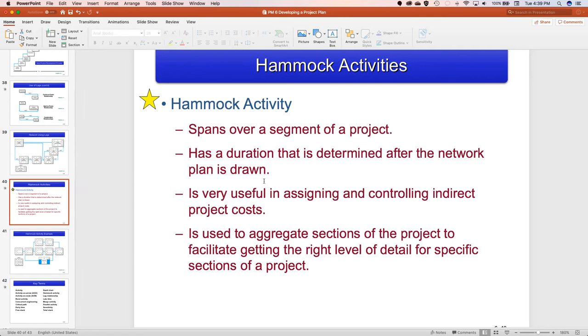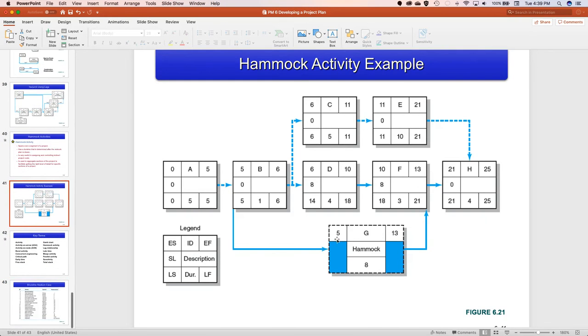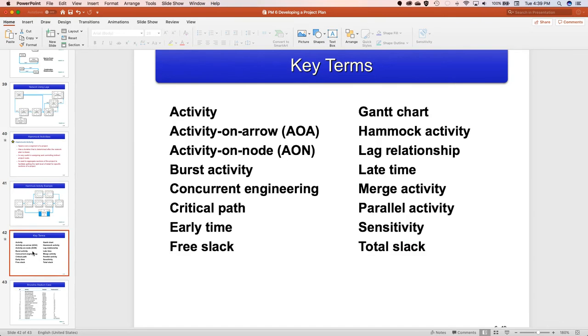And remember, indirect project costs are those that if you were not doing the project, you would still have to pay them. These are things like the project manager's salary and things like that. So the general and administrative are the ones that if you weren't doing the project, you'd still have to pay them. All right. So here's an example, right? The Hammock activity would go from B to F, and it just spans the entire project here. Okay. All right.